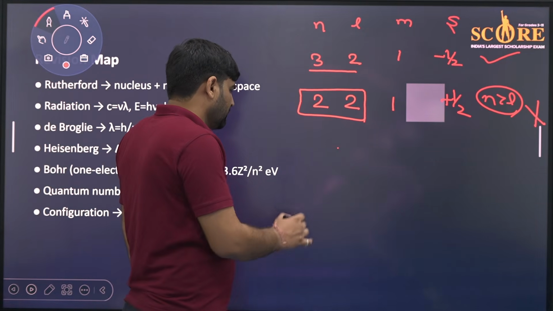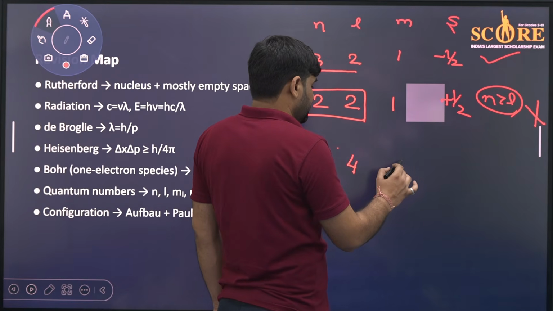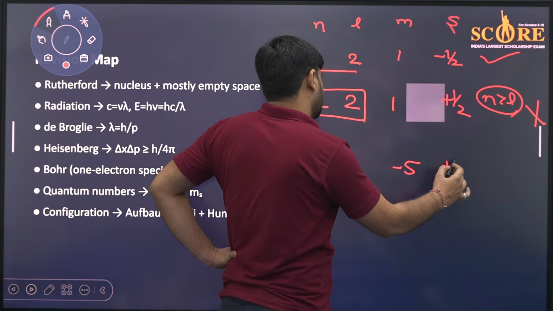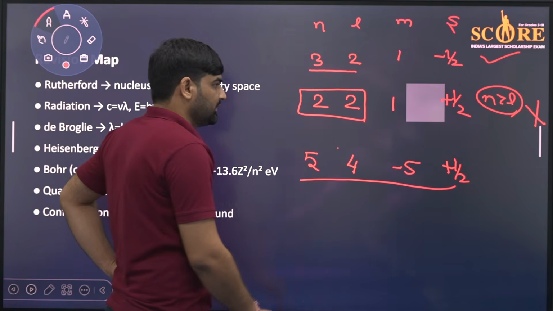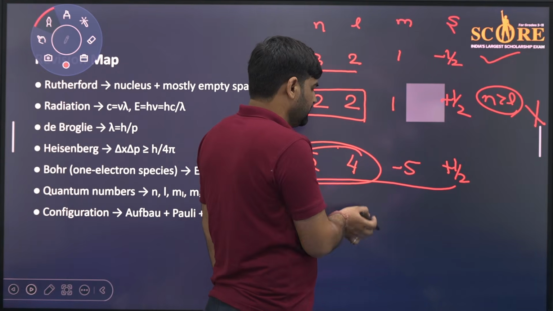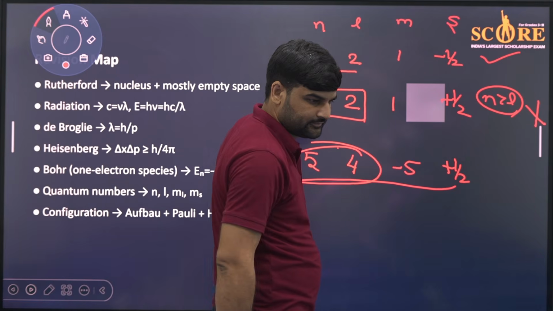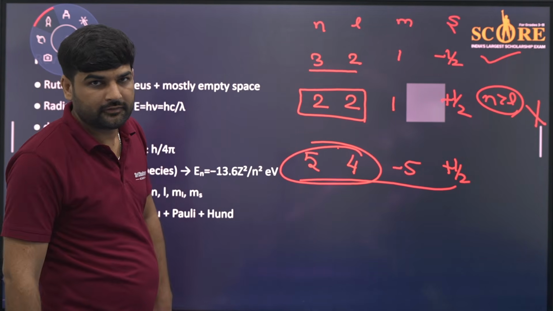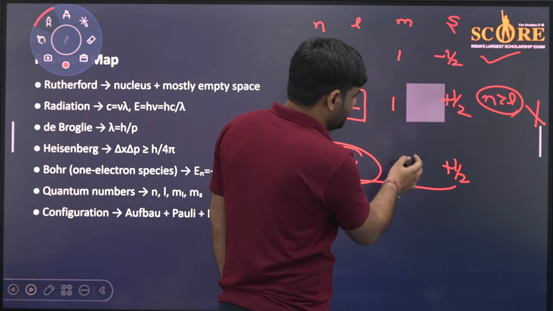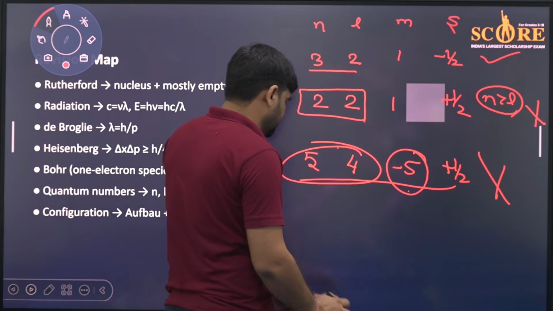Now, the next set: principal is 5, l is 4, then m is minus 5 and spin is plus half. This quantum number set is also incorrect. Why? n is greater than l, no issue, but m always ranges from minus l to plus l. So m is not matching, and this quantum number set is also incorrect.